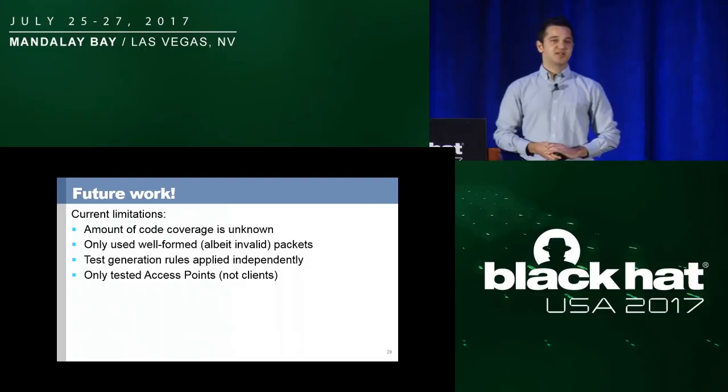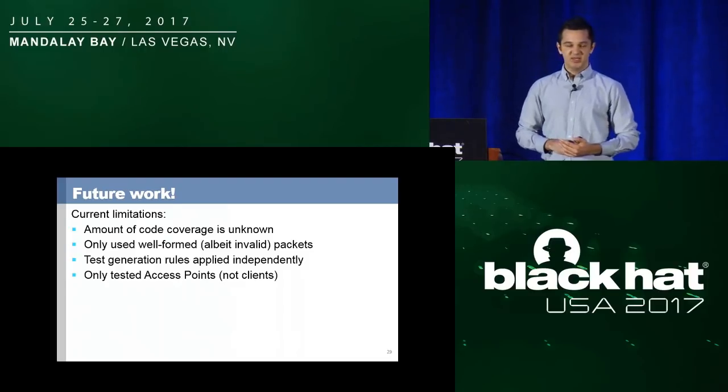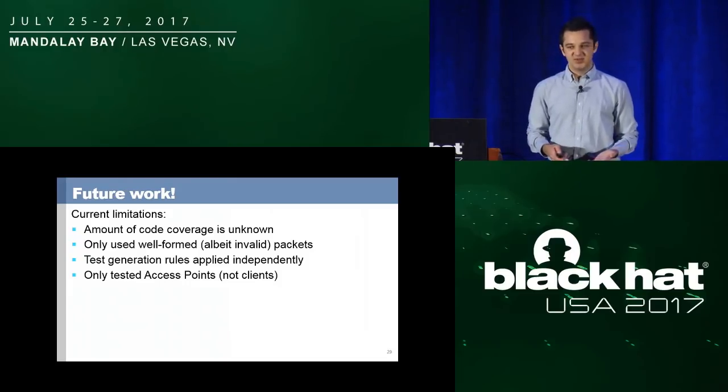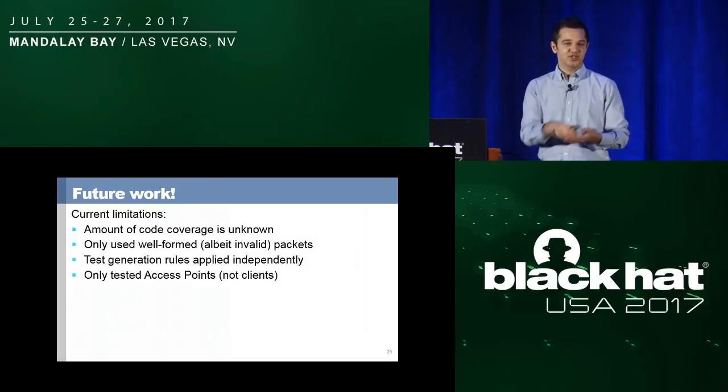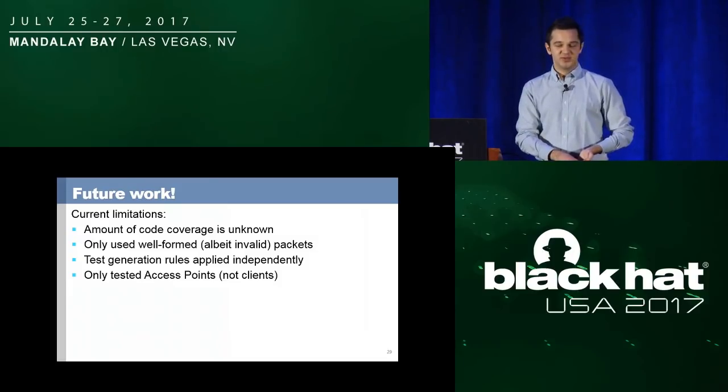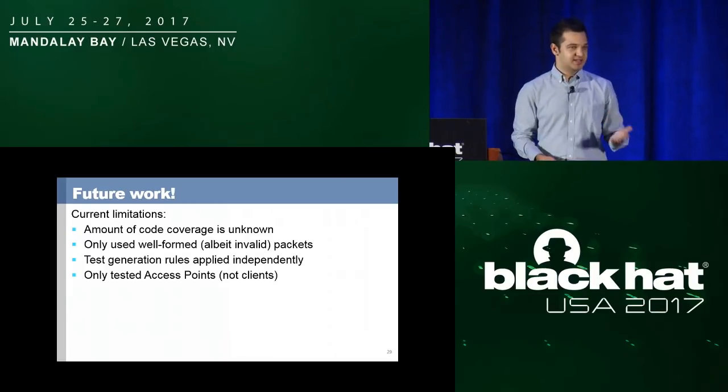Another thing is that these test generation rules were applied independently, and we mainly tested access points. We also tested some clients if we thought that they were interesting to test as well. For example, we found a bug in the access point implementation. Then we saw, oh, this product also has a client implementation, maybe it has a similar bug. But we mainly tested access points.